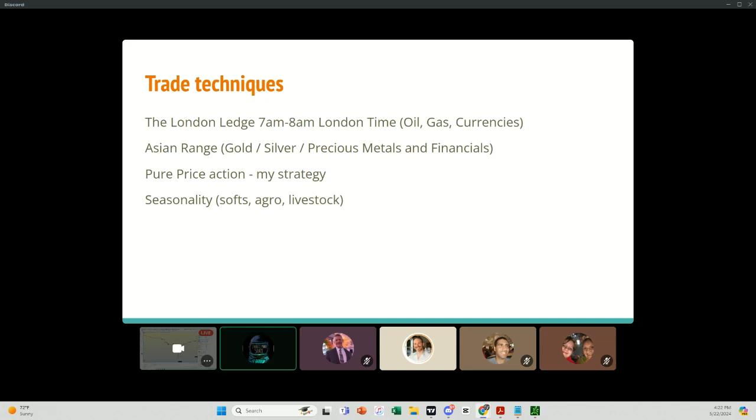London Ledge is 7 to 8 a.m. London time. It's very prevalent in oil, gas, and currencies, but it's also quite useful in financial markets as well, particularly the Nasdaq one, which is a lot more sensitive to it than the S&P E-mini. And then you've got the pure price action type strategies, which is kind of what I use, which I'll take you through in a sec.